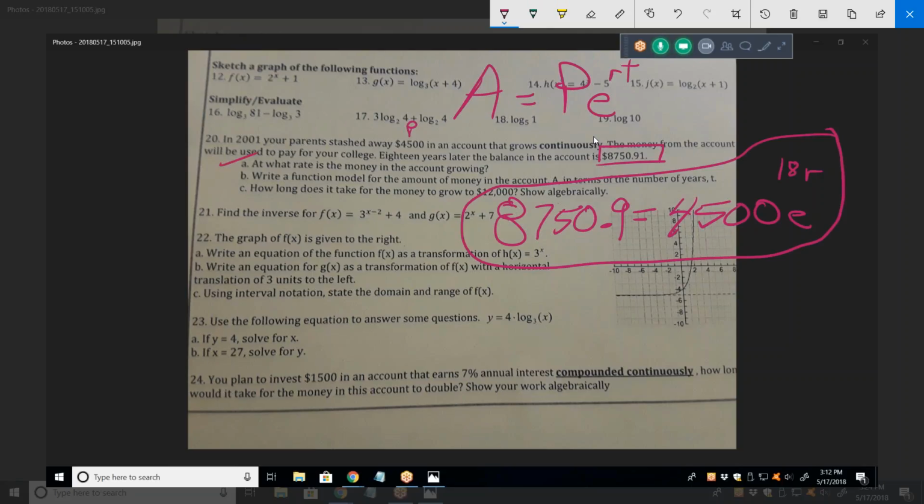First question, at what rate is the money growing? Well, we've got to figure out R. How do we solve that for R? You're going to need a calculator for this. All right, so what's the first step? Divide by 4,500. Good. What do you get?